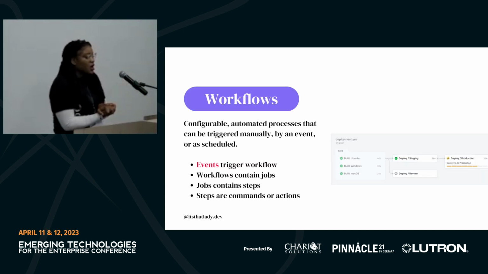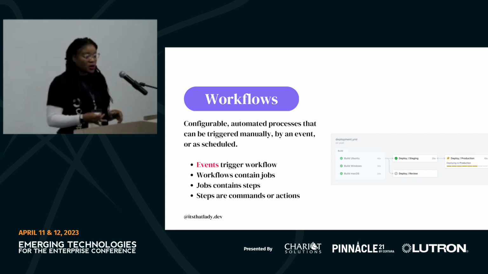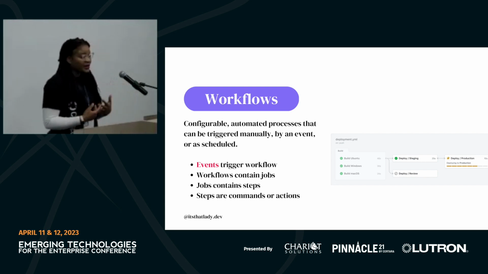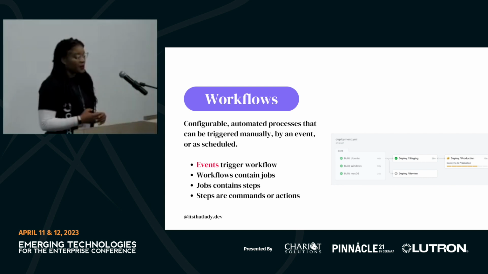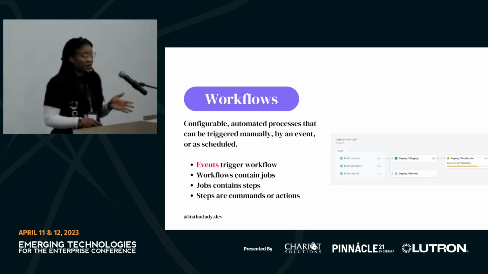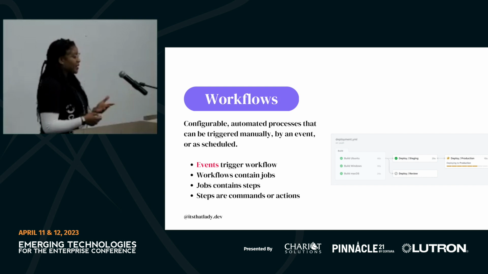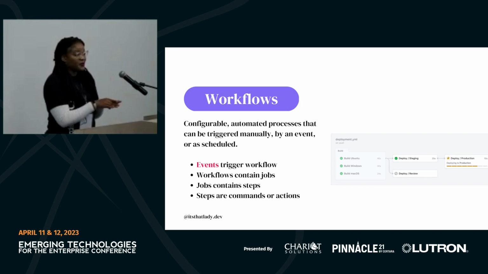So workflows are configurable automated processes that are made up of one or more jobs. You must create a YAML file to define your workflow configuration within your repository. Workflows are made up of events, jobs, steps, and actions. Events trigger workflows, and workflows contain jobs. Jobs can have multiple steps, and steps are the commands or actions that you want to be executed. And that is the entirety of a GitHub Action.